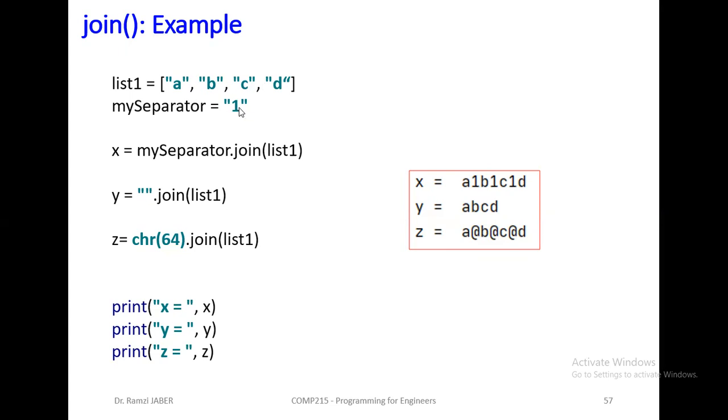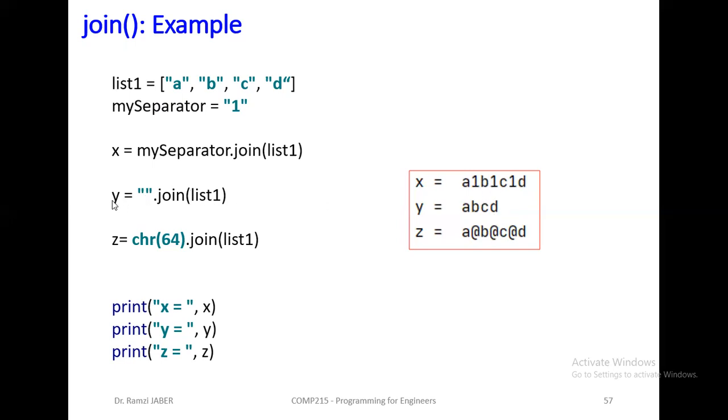So here we have a join method to join a list or sequence or tuple or dictionary to a variable or separator. It can be one word. So my separator is your word to be added, to be separated in any sequence. My separator dot join list1 will be, my separator is 1, so A1, B1, C1, D1. If you put an empty string dot join list1 will be ABCD.